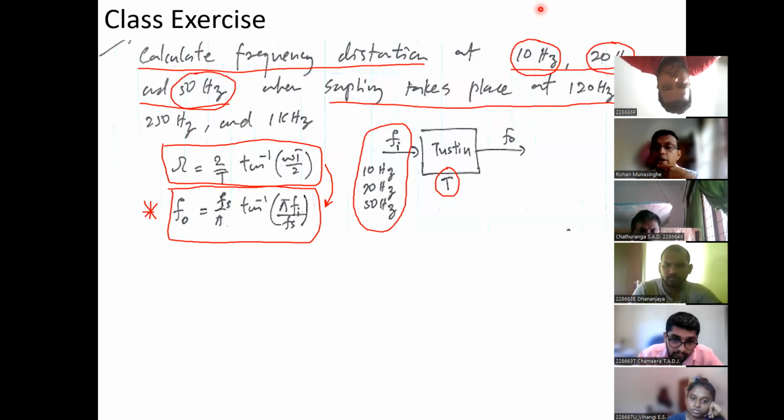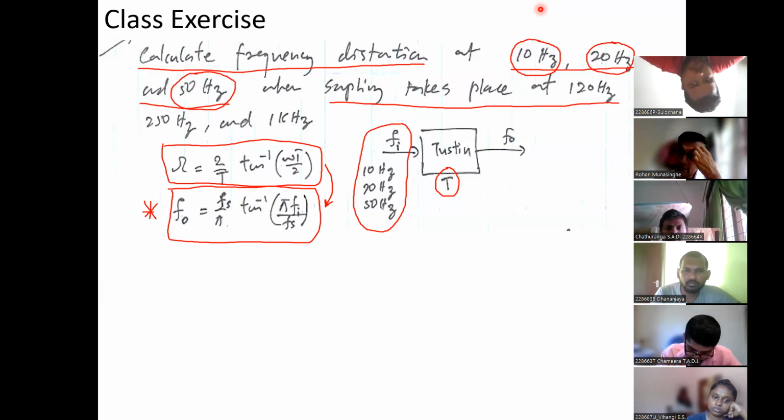For Fs 120, 9.7. So 10 hertz gets down to 9.7. This is from somebody, right? I don't know the name. 10 hertz is seen as 9.7, close enough, and 20 is seen as 18.4, and the other one, 50 hertz, is seen as 35 hertz. So that is one answer.